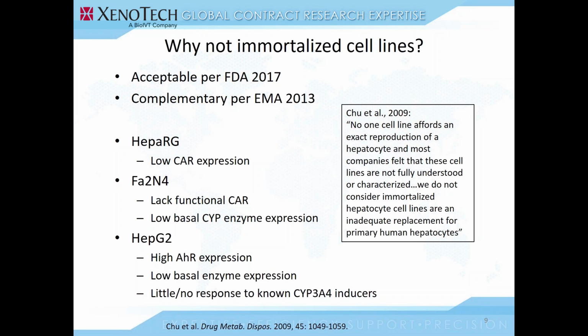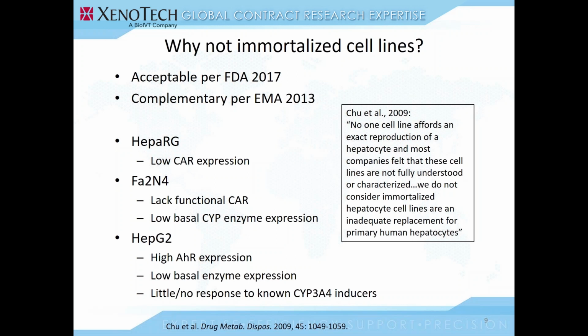They each suffer from various low expression of certain things, and so you can use HepaRG for a 3A4 induction study, but you're not going to be using it for a 2B6. Fa2N-4 and HepG2 have hardly any basal CYP enzyme expression, and so they don't respond well to 3A4 inducers, thus rendering them not all that useful.